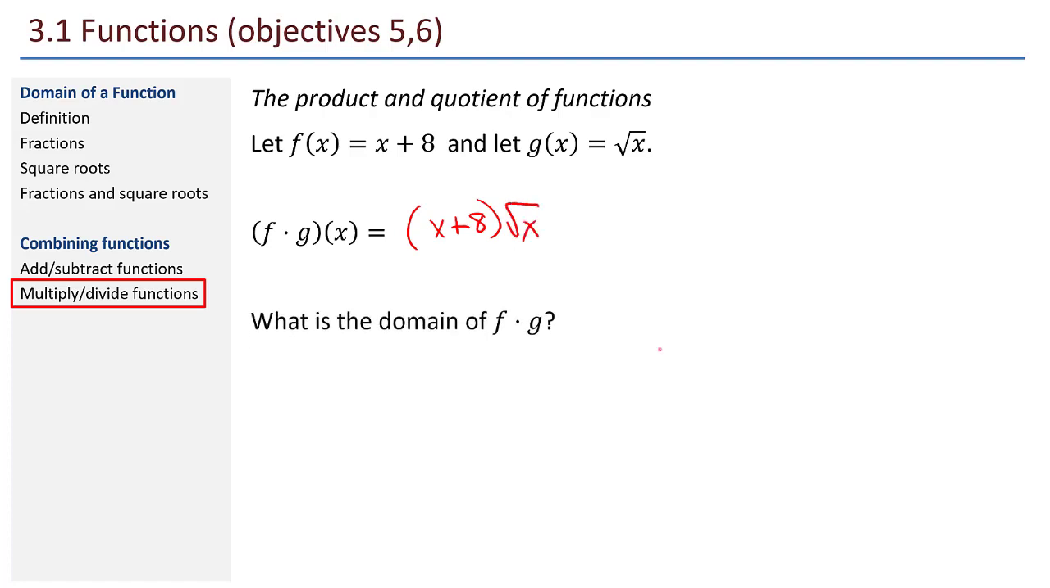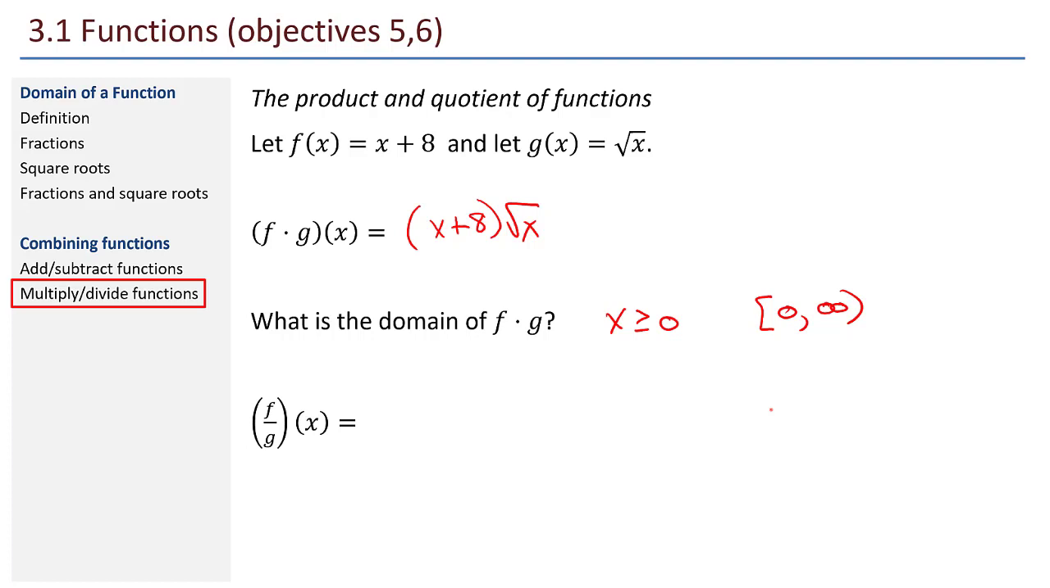What's the domain of that guy? Well, the x plus 8 part doesn't matter. X can be anything. But that square root part is what might give me a little bit of trouble. The square root's not defined for negatives. So for the square root part, x has to be greater than or equal to 0. And basically that's it for the whole function. So bracket 0, comma, up to infinity with a parenthesis.